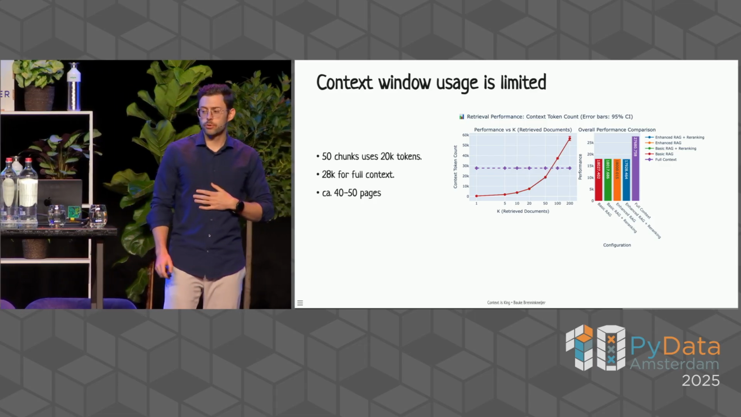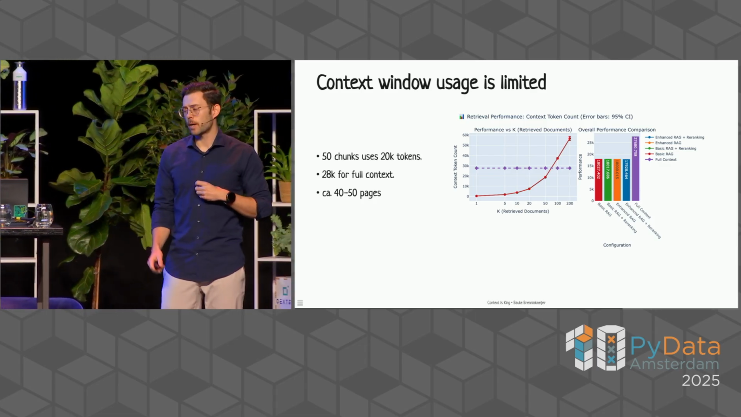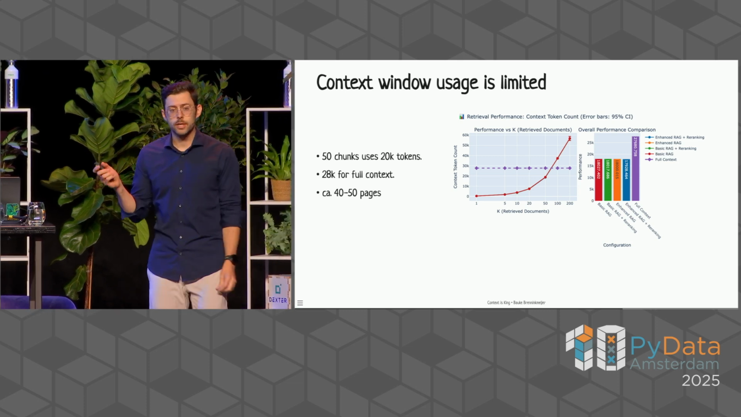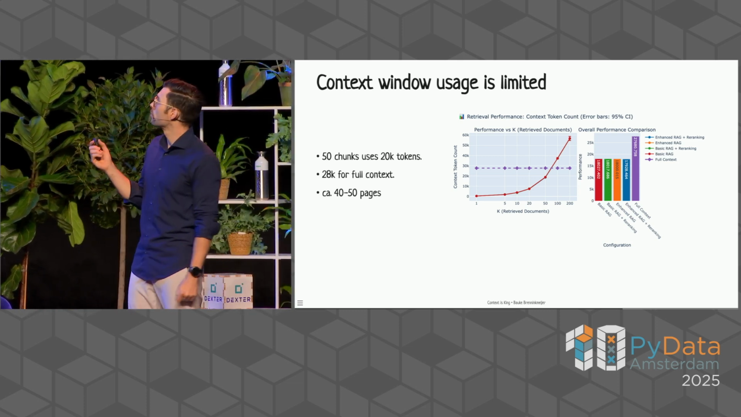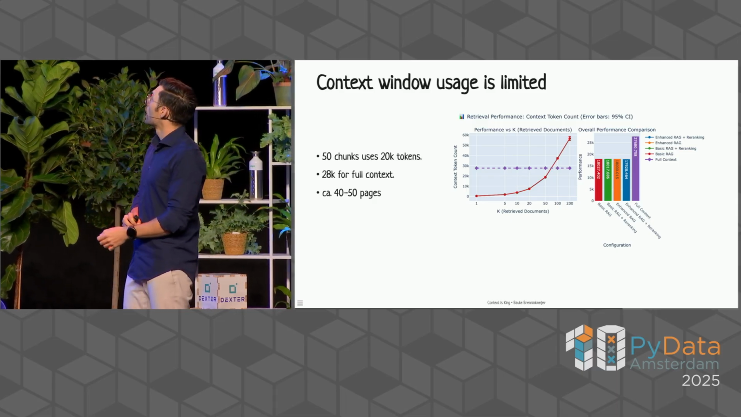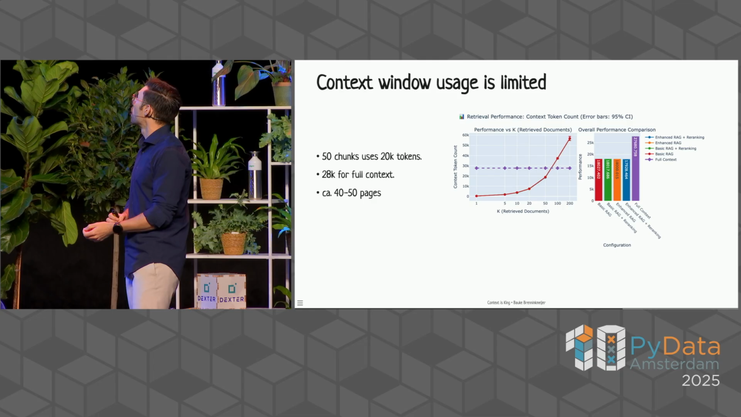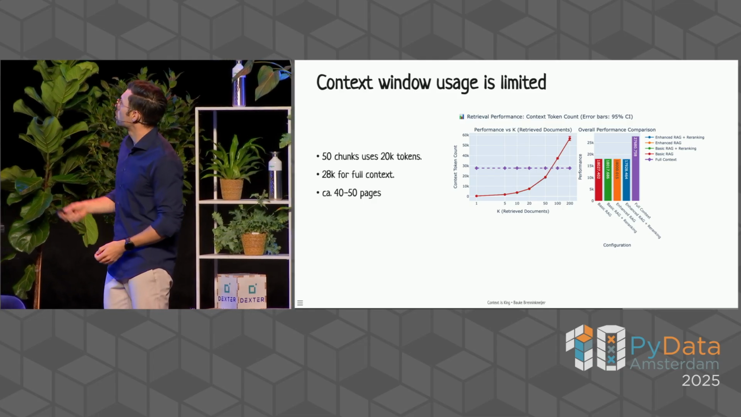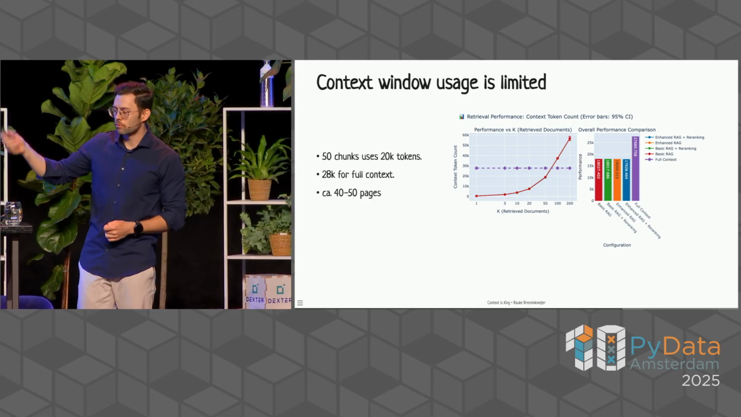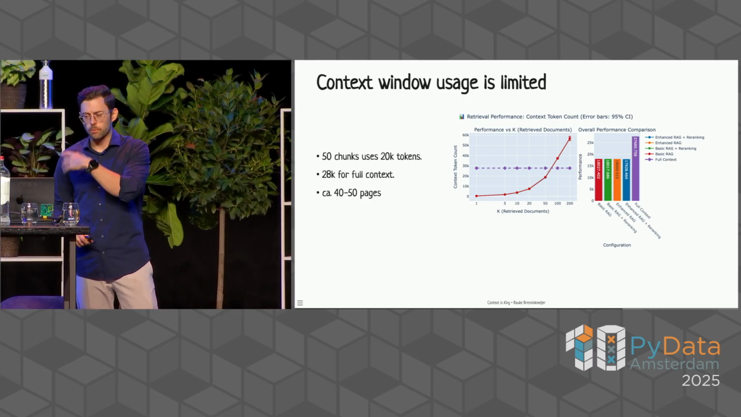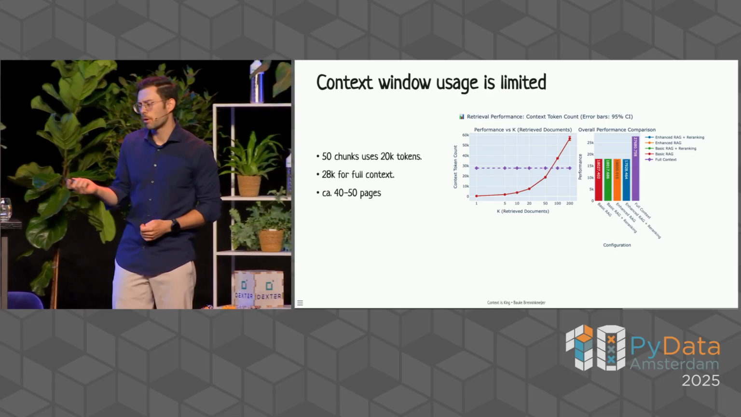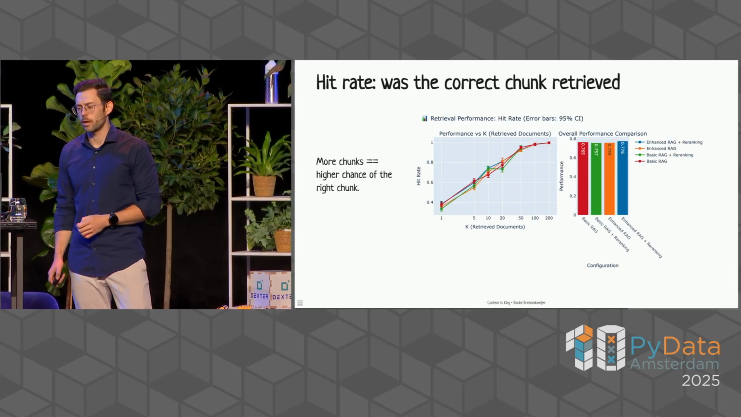The context window usage of this is not as big as previous experiments. You can see the purple line is the full context version, which is on average about 28K tokens, so it's also not small. And 50 chunks is about 20K. I went a bit further and also tried 100 or 200, we'll see later how that works. But this is about 40 to 50 pages, up to 28K, so it's a reasonable size of data.